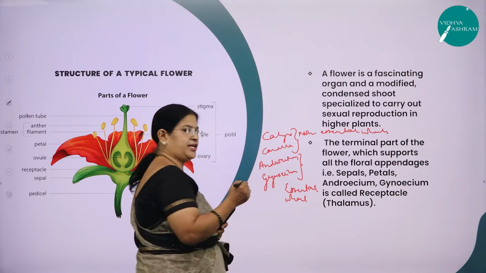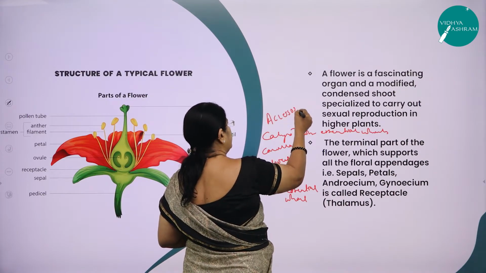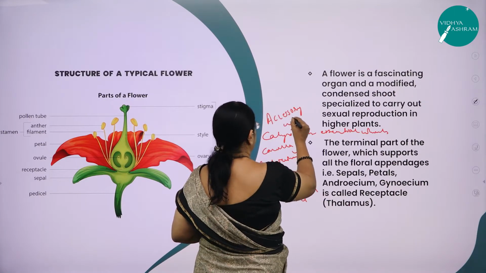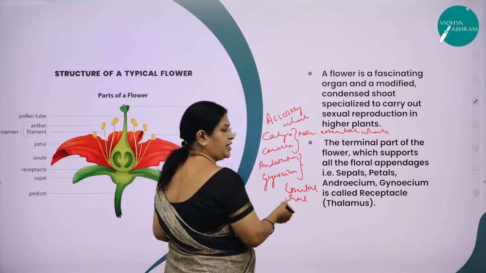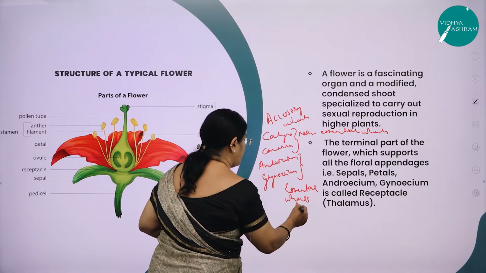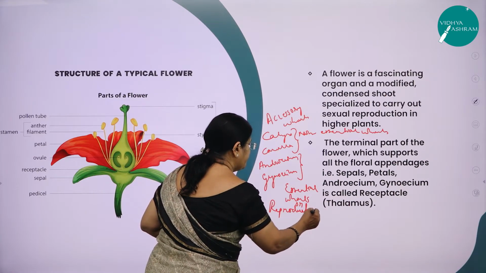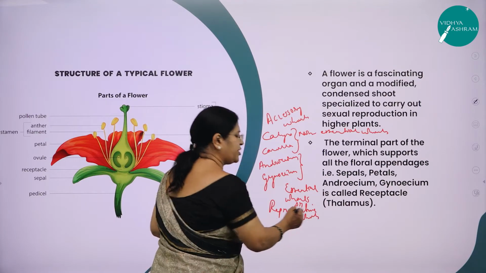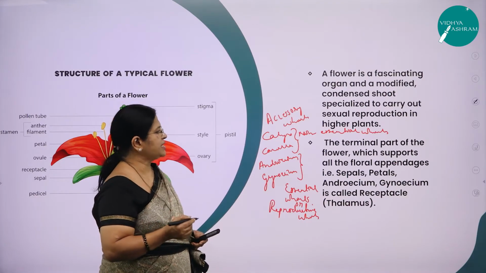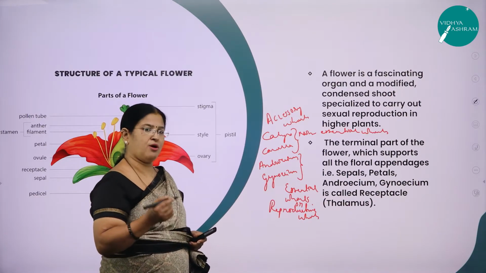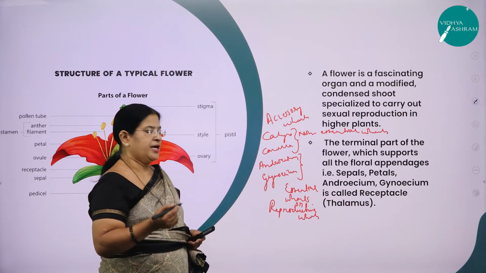Calyx and corolla are called non-essential whorls, or they are also called accessory whorls. Whereas androecium and gynoecium are called essential whorls, or they are also called reproductive whorls. All this is basic which you have to study to understand this chapter, right? So as I said, calyx and corolla are called accessory whorls or non-essential whorls, whereas androecium and gynoecium are called essential whorls or reproductive whorls.